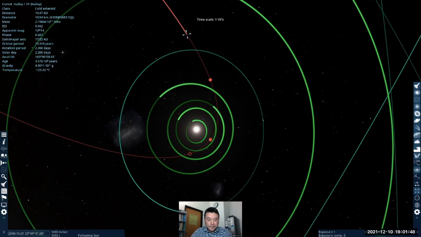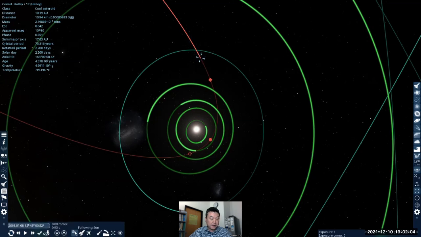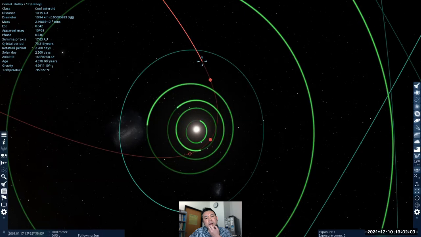Okay, so as it's entering the range of the asteroid belt where Ceres is, that is going to be around 2061, the beginning of that year. Okay, and I don't know if the comet would be visible at that distance.